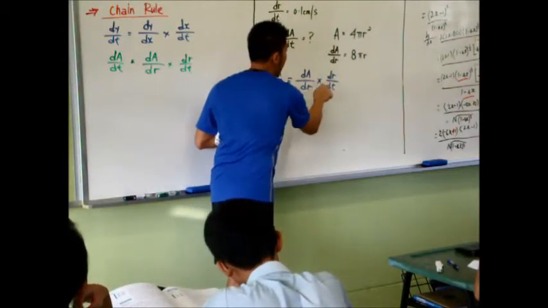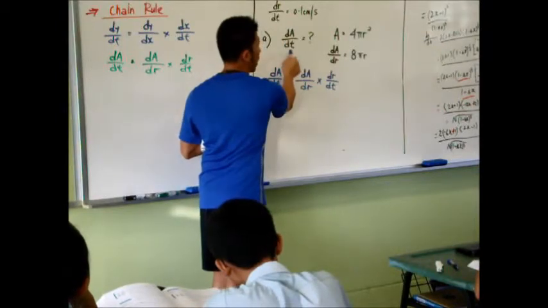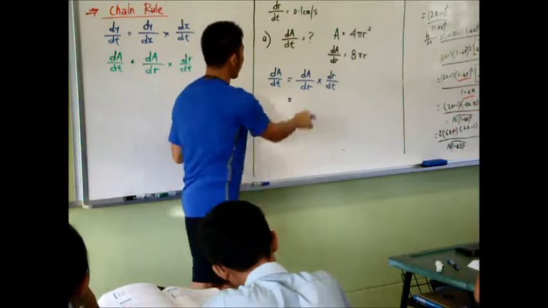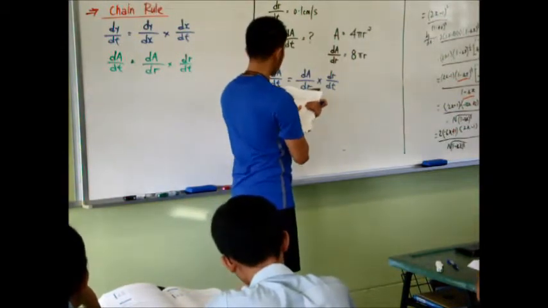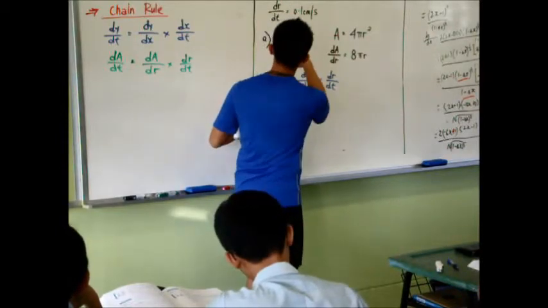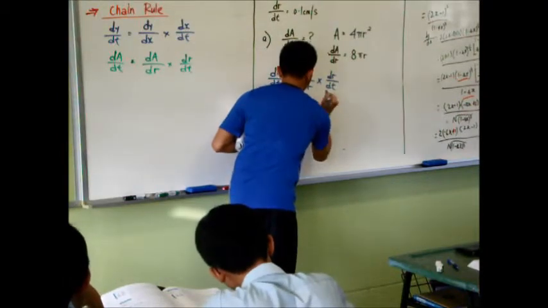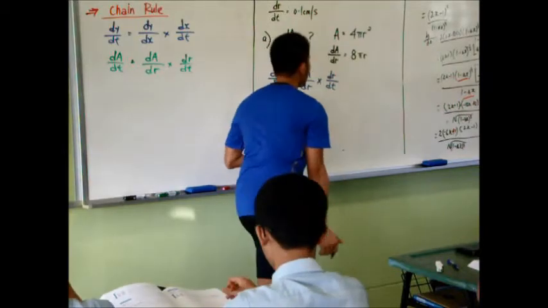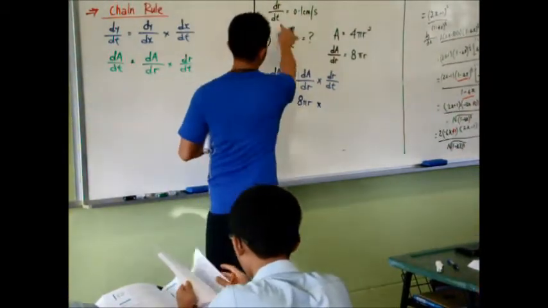Now, plug in everything. dA over dt. Do we have the value? Don't have. In fact, we are supposed to find. Equal. What is dA over dr? It's dA dr over here. Agree? Multiply by dr over dt. What is dr over dt? It's already up here.